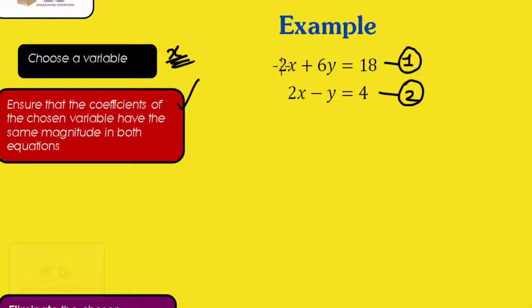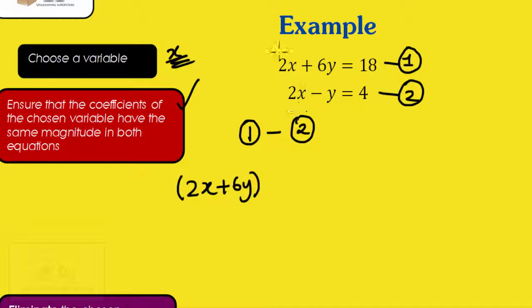Because you have a 2x here and a 2x here, 2x minus 2x is 0. Equation 1 minus equation 2. To eliminate x, the left hand side subtraction is as follows: 2x plus 6y minus, because we're subtracting equation 2 from equation 1, so equation 1 minus equation 2, 2x plus 6y minus (2x minus y). Don't forget the brackets, very important.